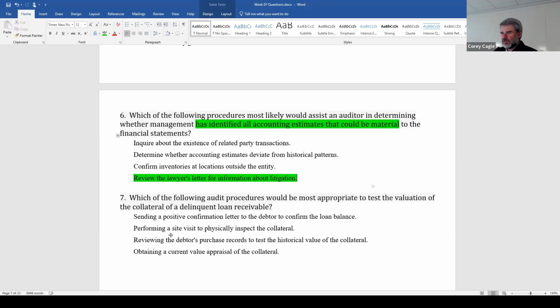But that would be a really weak way to try to identify whether all the accounting estimates that could be material to financial statements have been recorded. Say you recorded all the immaterial ones last year and all the immaterial ones this year, but you left off this really material estimate of some litigation. This little deviation of historical patterns is not going to catch that because we didn't record that last year either. The lawyer letter could help us.